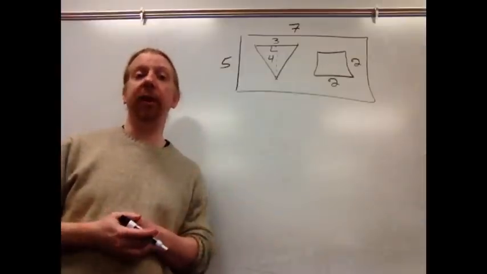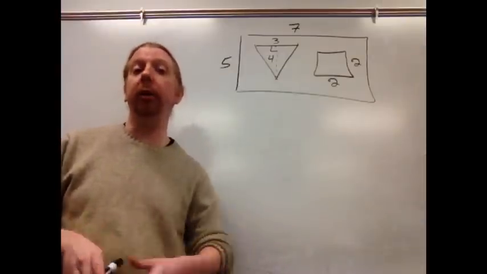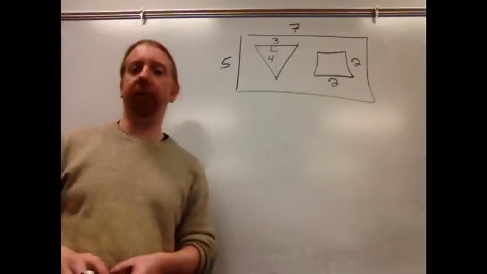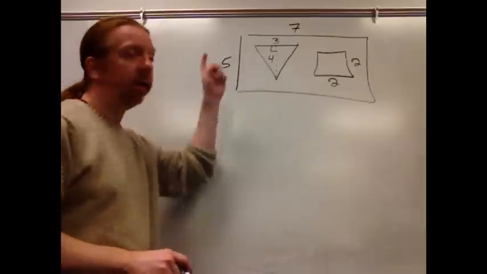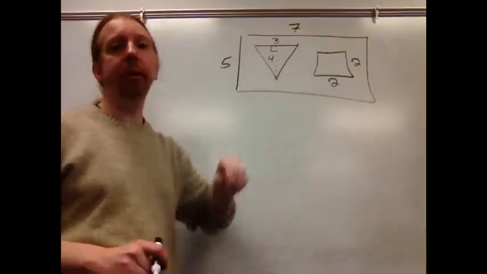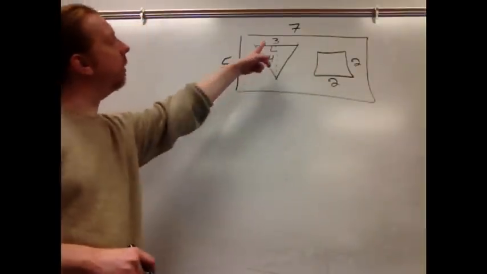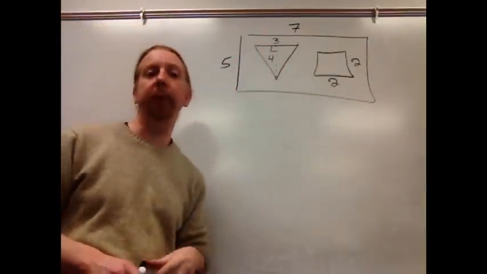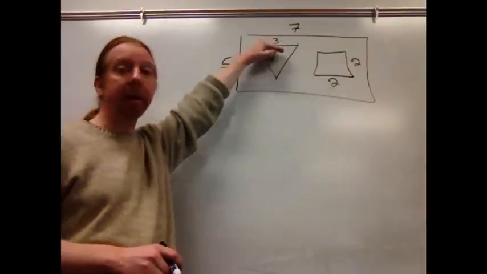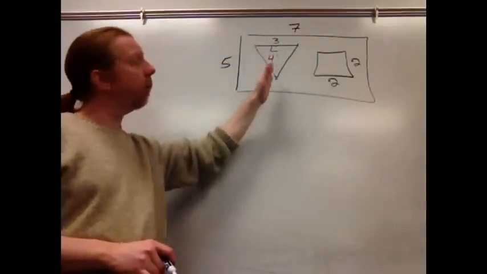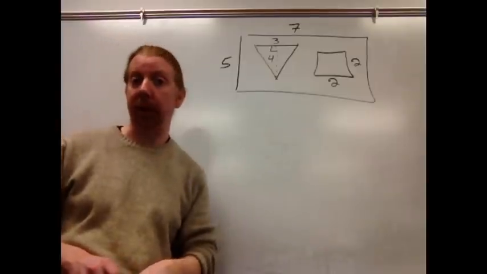A more classic example of geometric probability is a little more literal. Here I have some areas to consider: a rectangle 5 by 7, a square 2 by 2, and a triangle with a height of 4 and a base of 3. If you flip it over, you can see 3 is my base, even though it's on the top. 4 is my height, and it hits that base at a right angle.